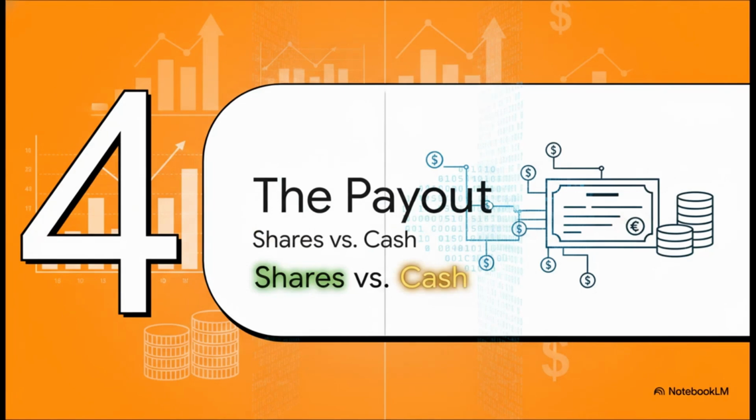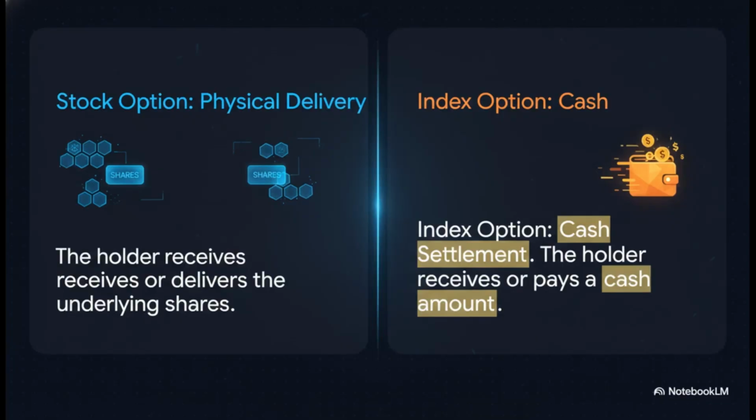So this whole shares versus cash thing, this is really the biggest, most important difference between the two. And it has some pretty major implications for how you'd actually use them in your strategy. You can really see the two different worlds here. On one side, with stock options, you get shares. And that means you might suddenly need the money to actually buy 100 shares of a very expensive stock. But on the other side, index options just settle up in cash, which can make managing your portfolio and your taxes a whole lot simpler.